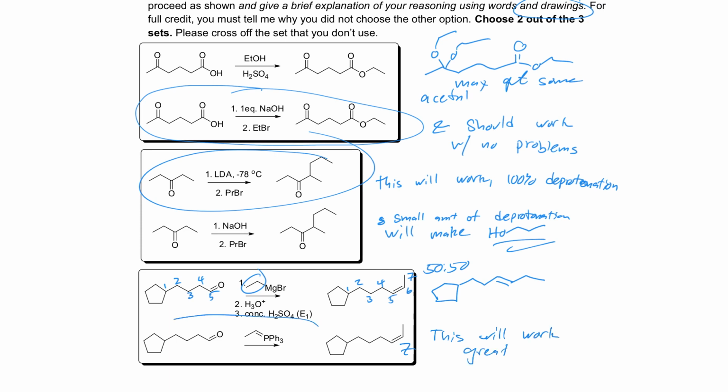I think I'm going to circle the bottom one. The top one also would not give us 100% of the E or Z alkene. We get a mixture of alkenes, and we get a mixture of alkene regioisomers. So we'd have a mess of stuff going on upstairs.